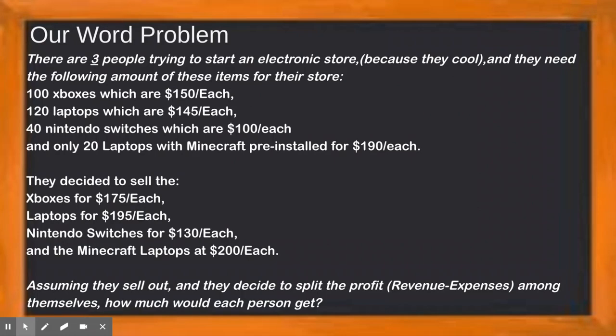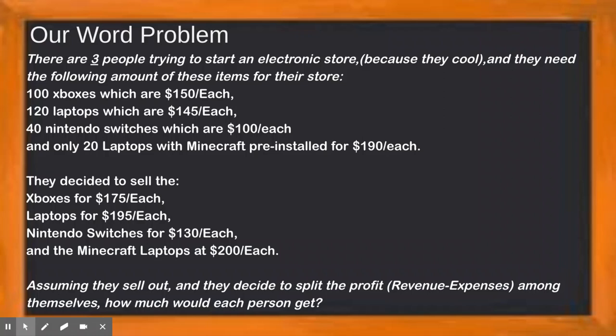Our word problem. There are 3 people trying to start an electronics store, and they need the following amount of these items for their store: 100 Xboxes, which are $150 each, 120 laptops, which are $145 each, 40 Nintendo Switches, which are $100 each, and only 20 laptops with Minecraft pre-installed for $190 each. They decided to sell the Xboxes for $175 each, the laptops for $195 each, the Nintendo Switches for $130 each, and the Minecraft laptops for $200 each.